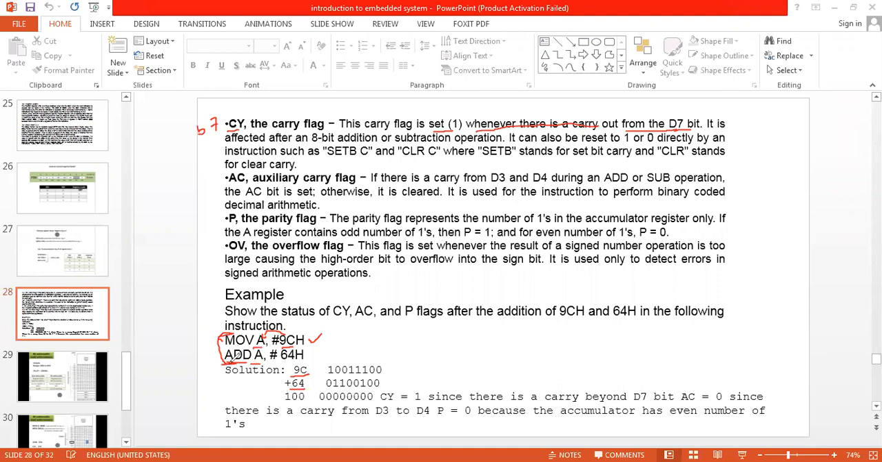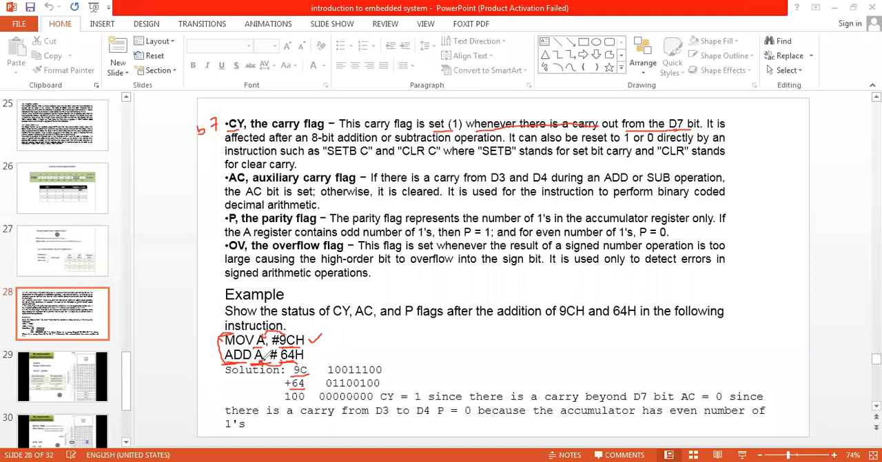Now what is happening here? Addition of the content 64H plus the content of the A register. What is the content of the A register? The content of the A register is 9CH. H is representing the hexadecimal number. So 9C is there, 64 is there. 64 is adding with 9C, and again the result is storing back into the first operand, that is into the A register only.